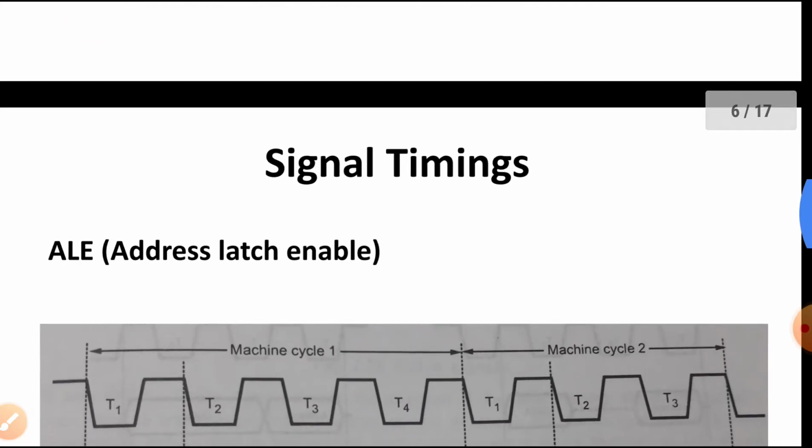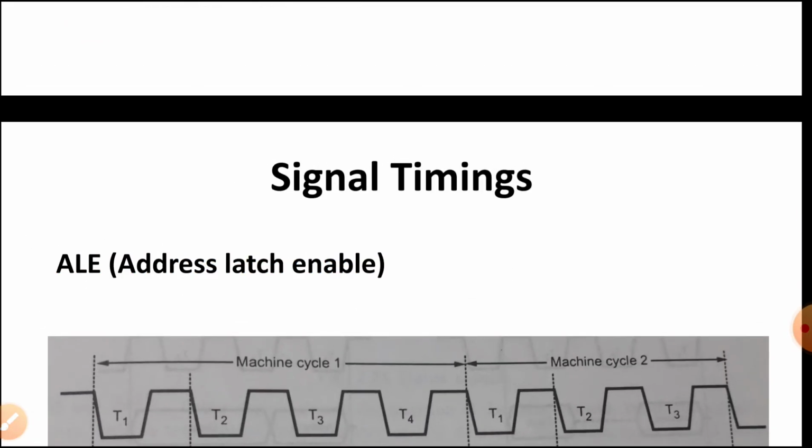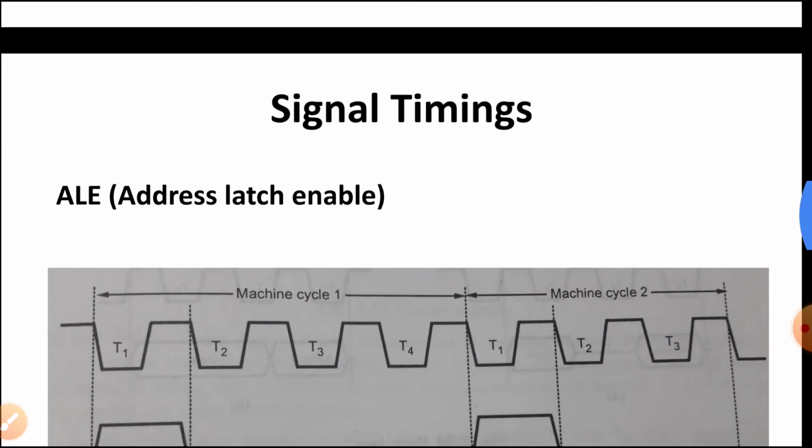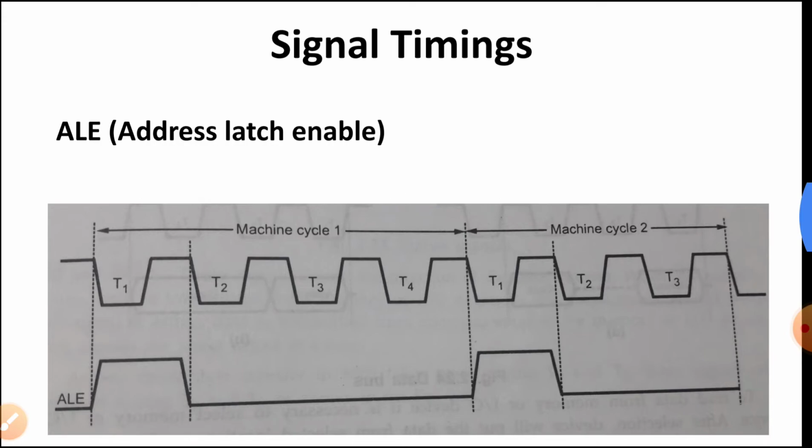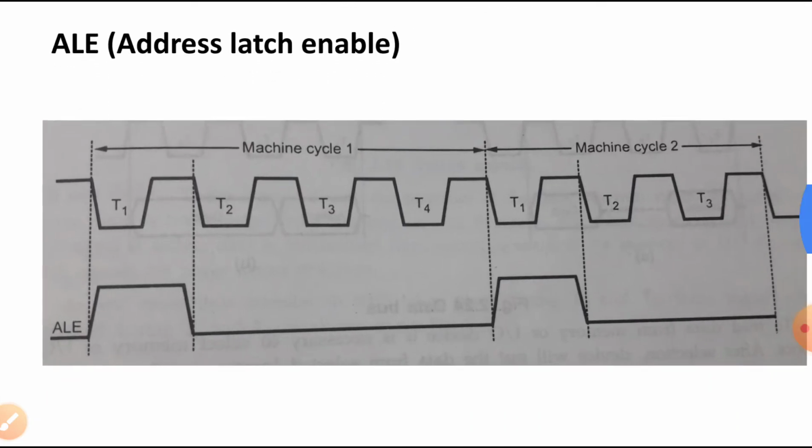Now, the signal timing. We have many operations which have to be performed while reading or writing, whatever the processor is going to do, and one of the important signal lines required to fetch or read the memory or the input output device is the ALE. ALE stands for address latch enable signal, and this signal is active high. So, it is activated in the beginning of the T1 state.